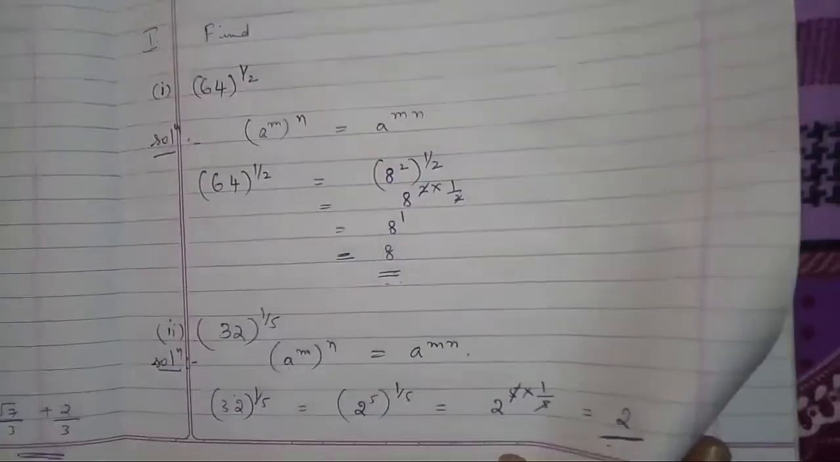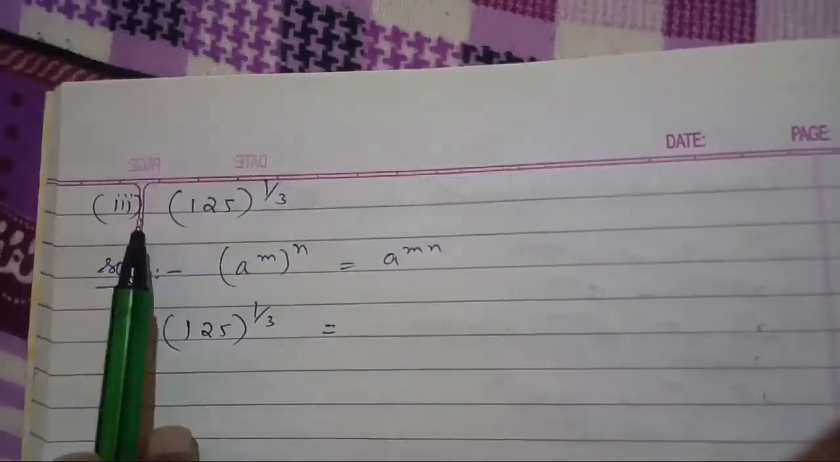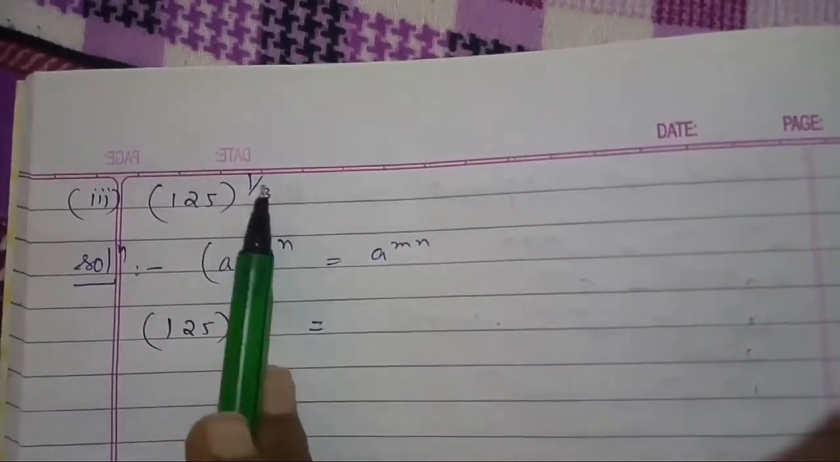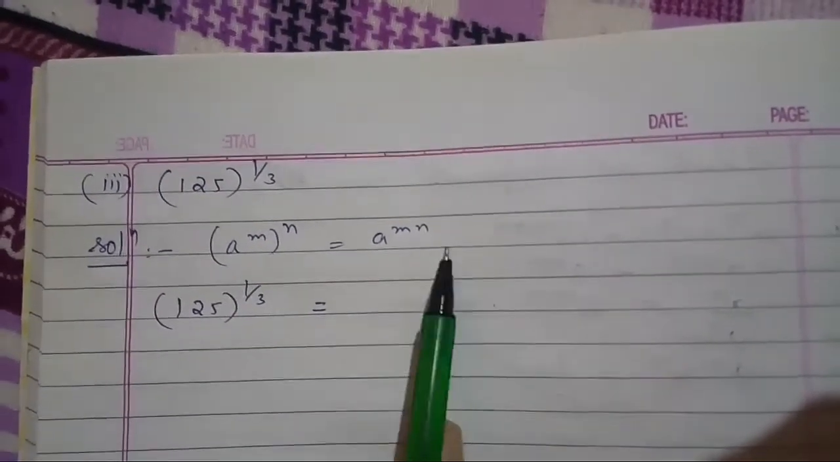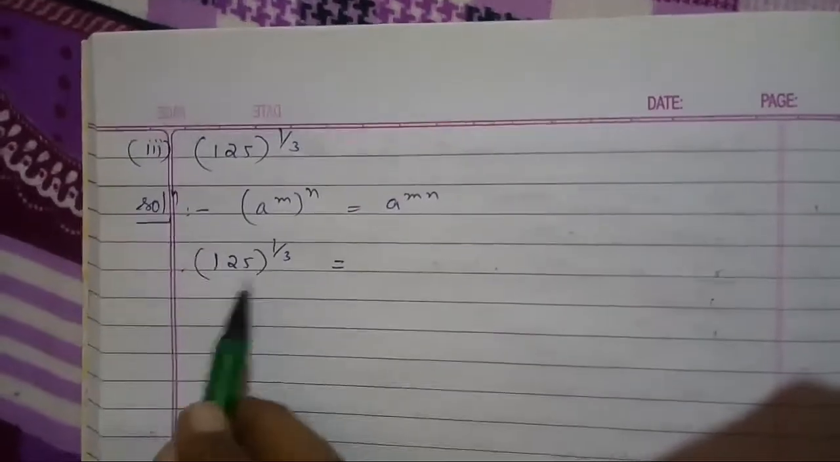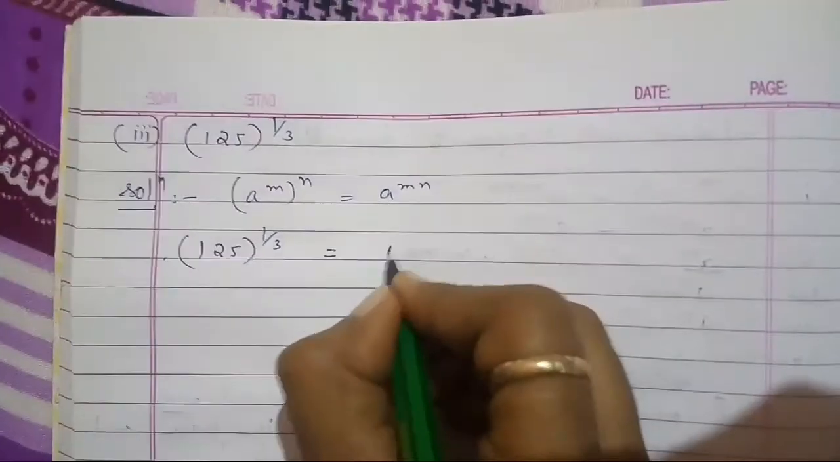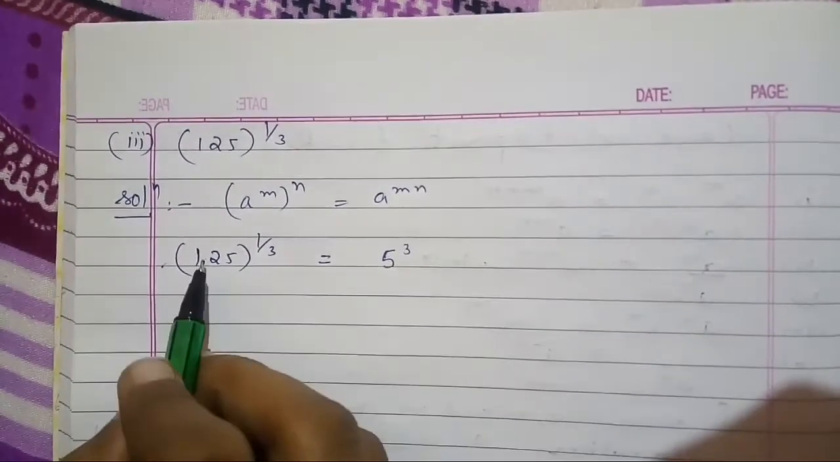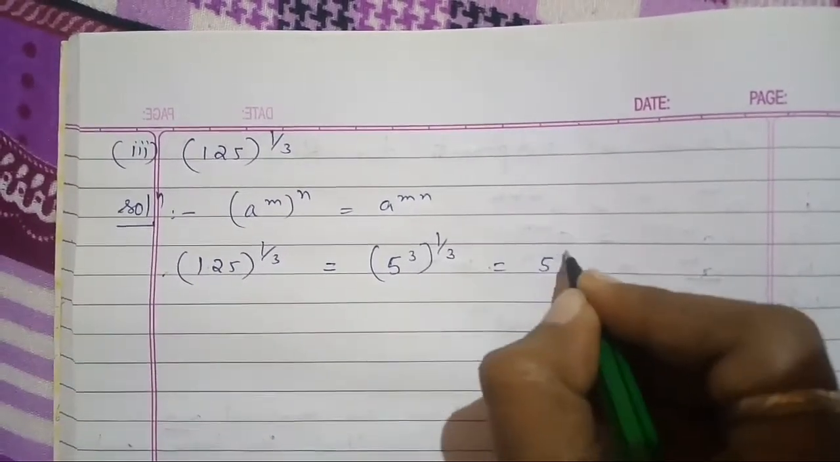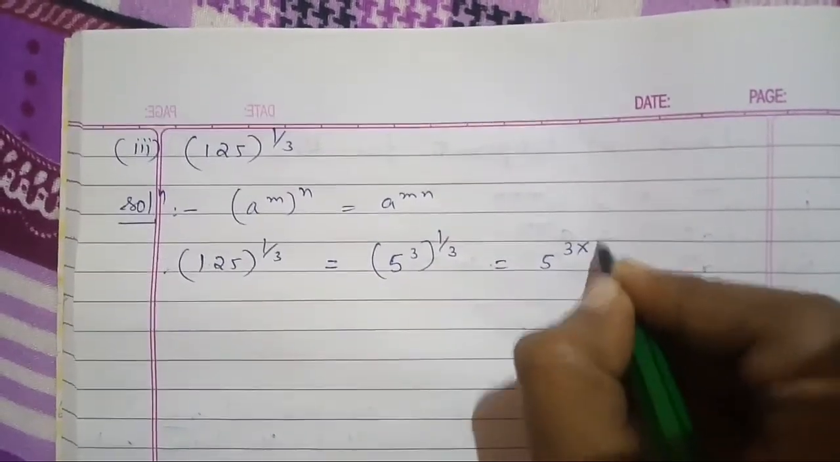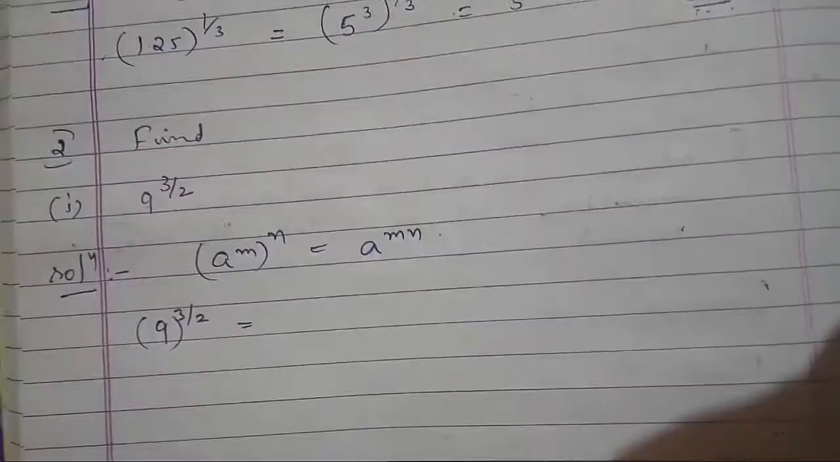Third problem, 125 whole to the power 1 by 3. This is also in the form of a power m whole to the power n, that is equal to a power m into n. 125 can be written as 5 cube. 5 cube is equal to 125, whole to the power 1 by 3, that is 5 to the power 3 into 1 by 3. 3 get cancelled, we remain with 5.